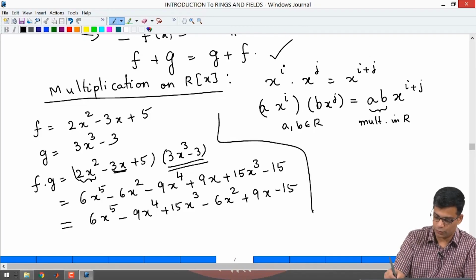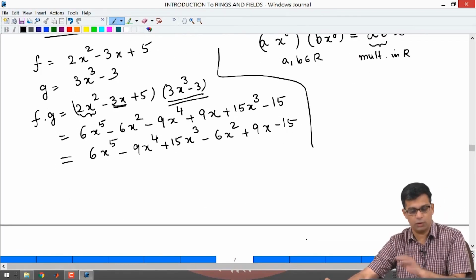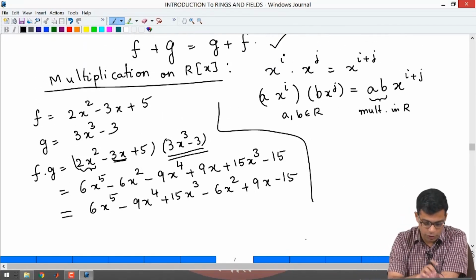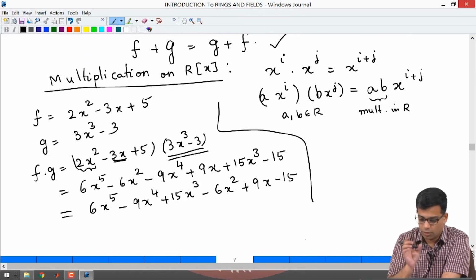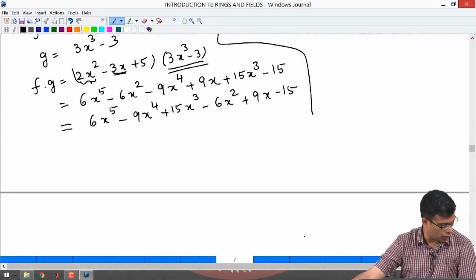So, hopefully this gave you some idea of how to multiply polynomials. All you need to do is repeatedly multiply single monomials. You have several monomials in the first polynomial, you have several monomials in the second polynomial, and you can multiply a monomial at a time. So, what would be the general formula for multiplication?